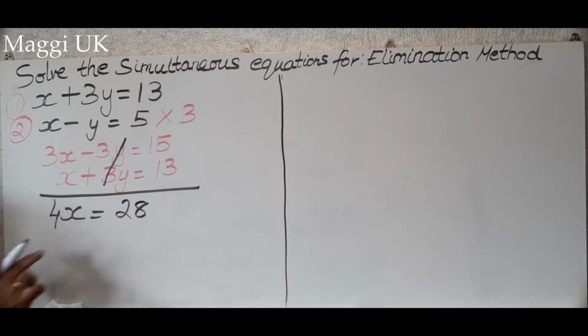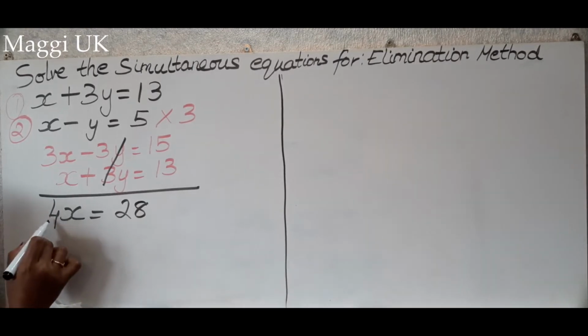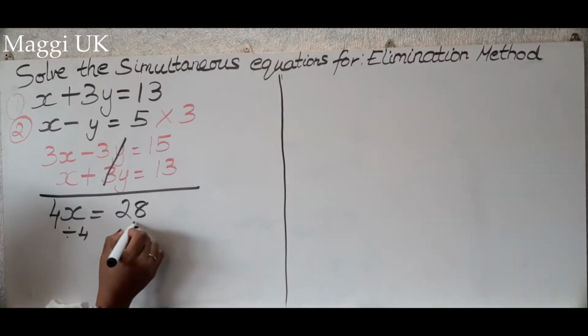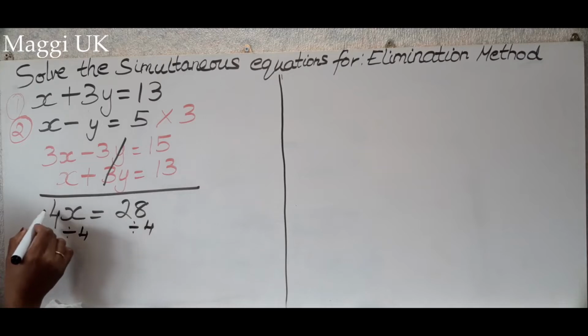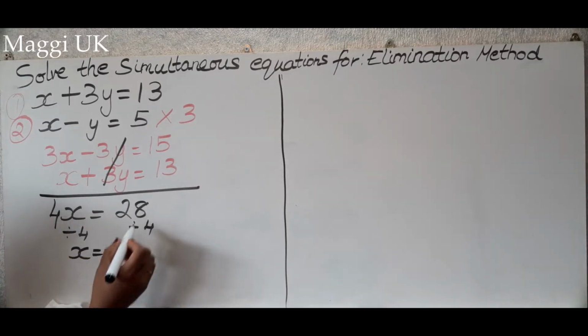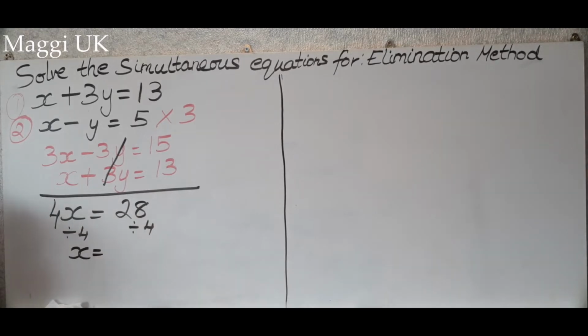So now what we need to do is find the value of x. You have a 4 in front of the x. We are going to divide that by 4 and the other side by 4. So 4 divided by 4 becomes 1, which gives x equals 28 divided by 4, which is 7. So we got the value for x now.